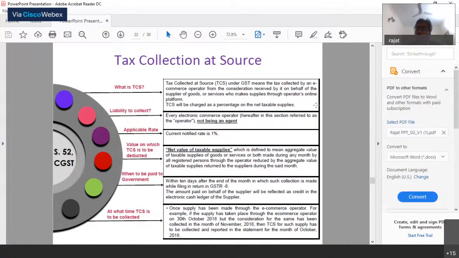So in a case where there is cash on delivery, the amount is collected by the e-commerce platform on behalf of the supplier. It is not the supplier who goes and delivers. Therefore, it is always the agent of the e-commerce platform who collects the amount. Therefore, even if there is cash on delivery for goods being supplied on an e-commerce platform, in that case also there is a liability to discharge TCS by the e-commerce platform in respect of that particular supply.